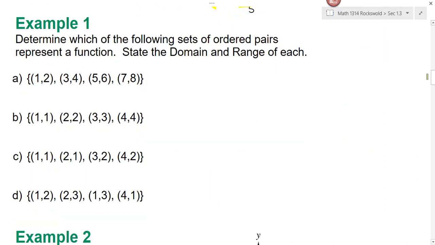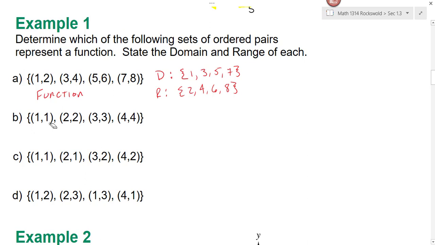Here I ask you to determine which of the following sets of ordered pairs represent a function. State the domain and range of each. It's not just functions that you can find the domain and range for. You can also find the domain and range for just a plain old relation. Remember, the definition of a function says that each element in the domain can be paired to only one element in the range. So does this represent a function? Yes, it does. What is the domain? It's the numbers 1, 3, 5, and 7. What is the range? 2, 4, 6, 8.